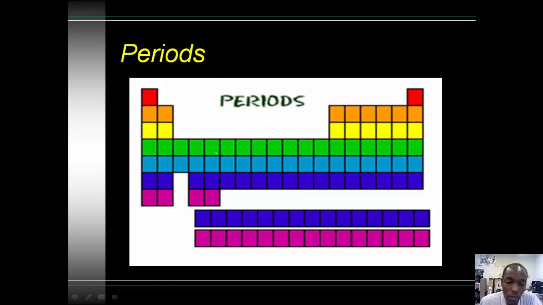Now, then we break down our elements into periods. Periods are on the side. They're the rows: 1, 2, 3, 4, 5, 6, 7. These 2 that are broken off from the periodic table are a part of groups 6 and 7. Notice their color. This one is blue and this one is purple. They're still together. What our periods show us is that all the elements on a certain period will have the same number of orbits.